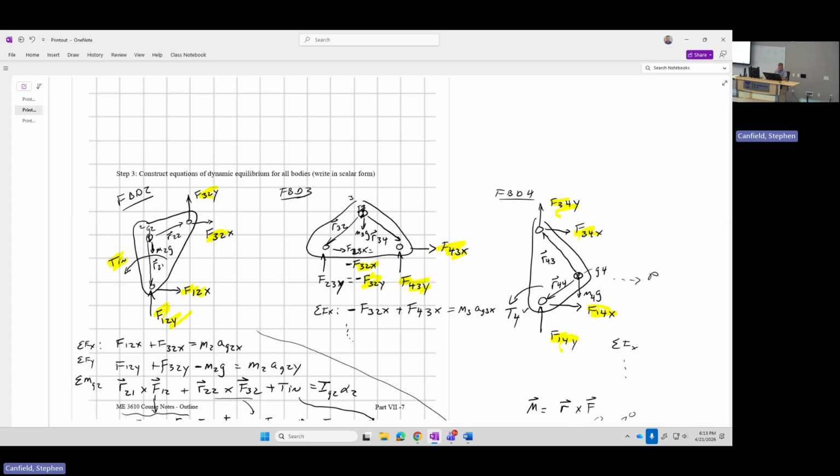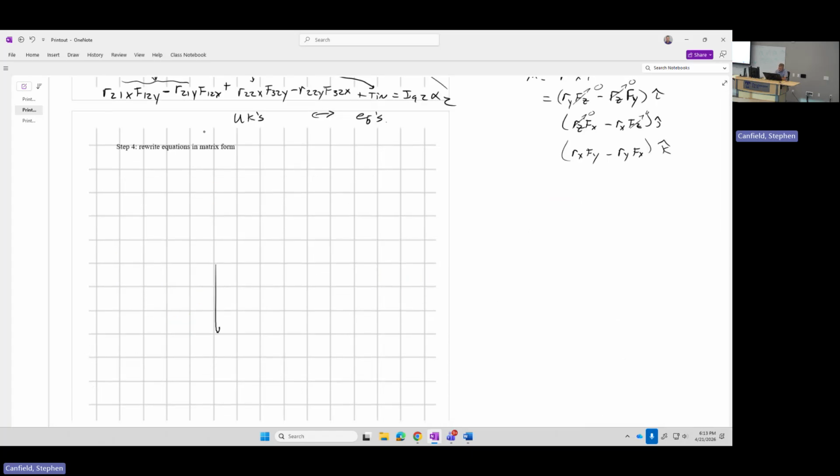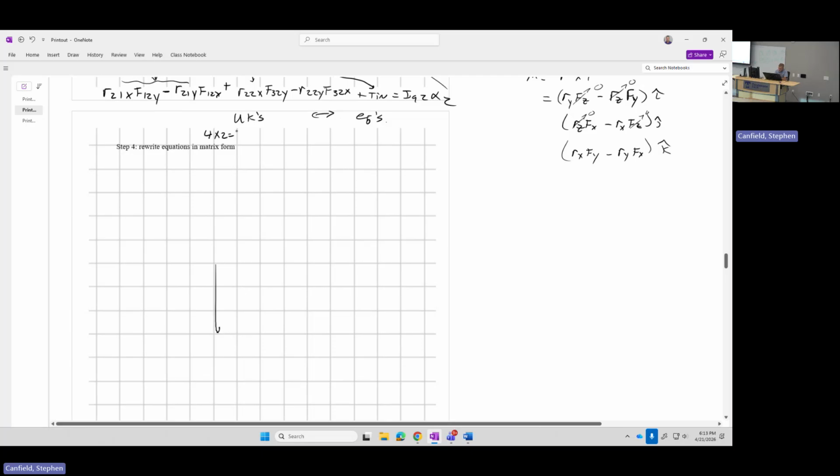Let's try to count these. There's 1, 2, 3, 4 bearings, 4 times 2 reactions of each bearing. So there's 8 bearing reactions. So 4 times 2, which is 8 bearing reactions. I'll call them BG forces, BGFs, plus T in, one input. That is 9. Okay, see how I got that?